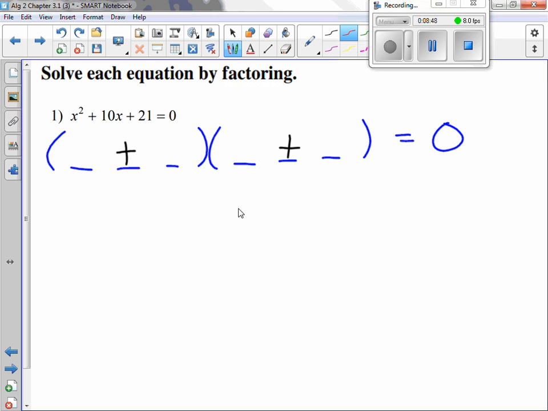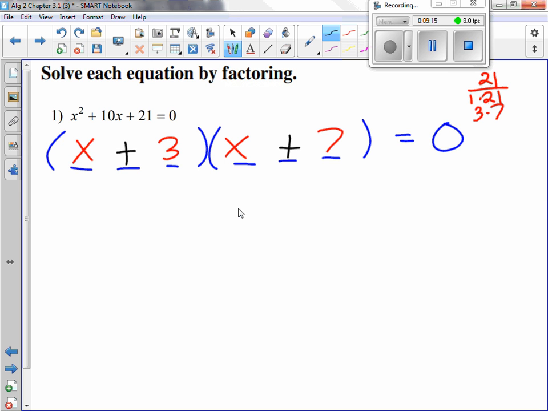Factors of the first and third term. Well, the factors of x squared are x and x, and factors of 21. 1 and 21, 3 and 7, and I think that's it. So which two do we want to use? 1 and 21 or 3 and 7? 3 and 7.